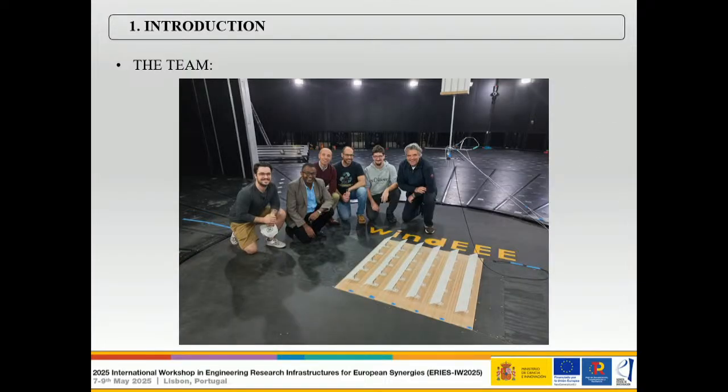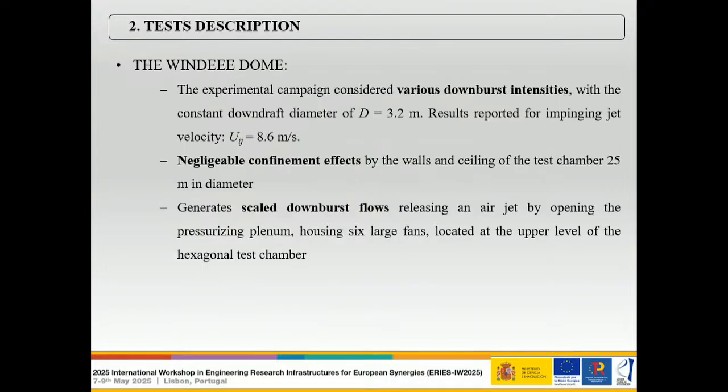So this is just a picture of the team, or at least a part of the team, when we were doing the first tests in September last year. And just very briefly, to comment about the facility, the WindEEE at Western can generate this kind of scaled downburst. And for the results that I am going to present here, we are considering an impinging jet velocity of 8.6 meters per second, obviously at lab scale, although we have also tested some other different intensities.